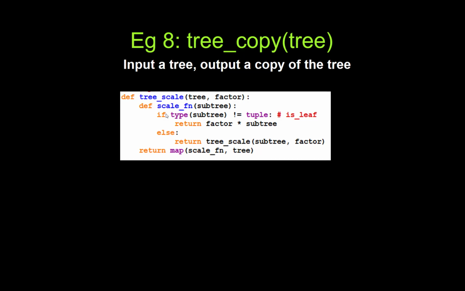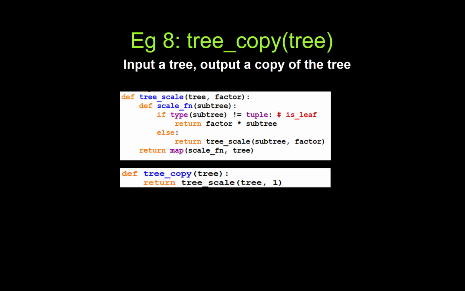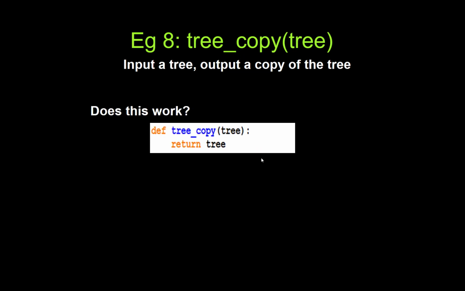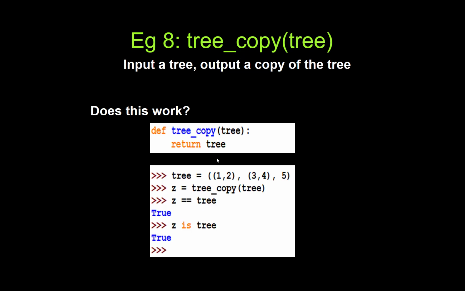We have just seen an example of using tree_scale to output another tree of a certain factor. For example 8, to make a copy of a tree, we can simply reuse the tree_scale by setting factor equal to 1 to output a copy of the input tree. Alternatively, you can also copy the same code from tree_scale and remove the factor 1 from the code to get your version of tree_copy here. Here's a note about tree_copy. Does this work? Define tree_copy, input tree, return tree. If you try it out, it seems to work. Tree is this, tree_copy tree to Z, Z equal to 3, true, Z is 3, true. I'll leave it to you to check out why we usually don't want this.